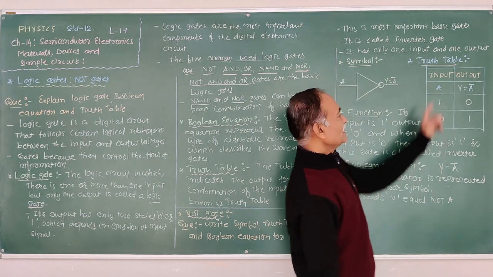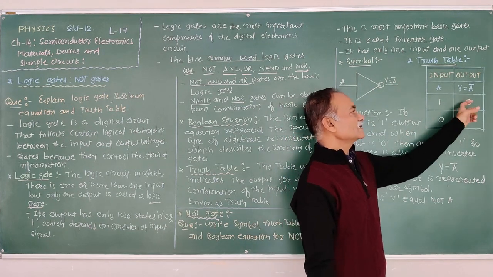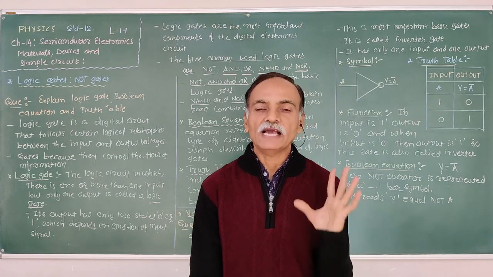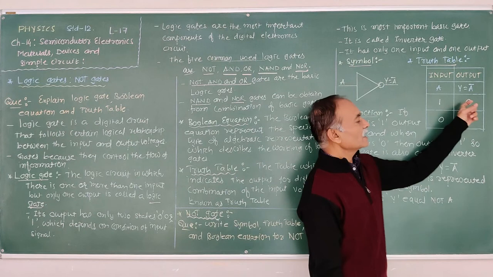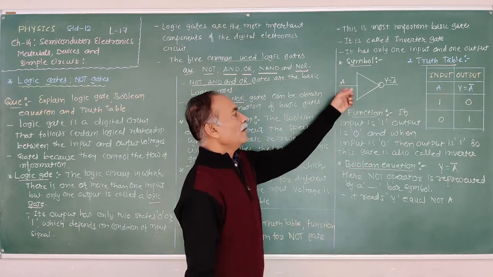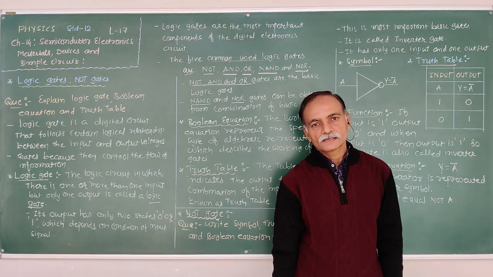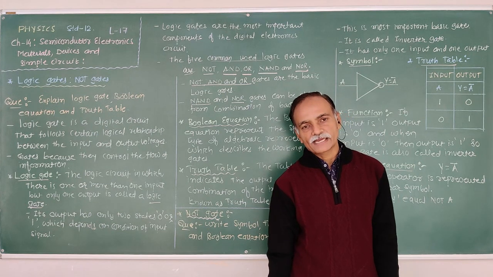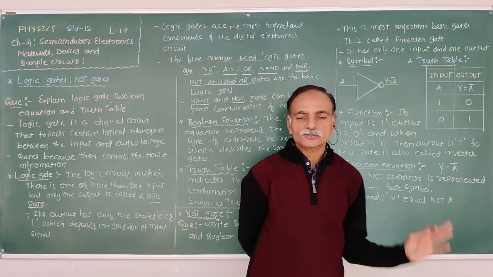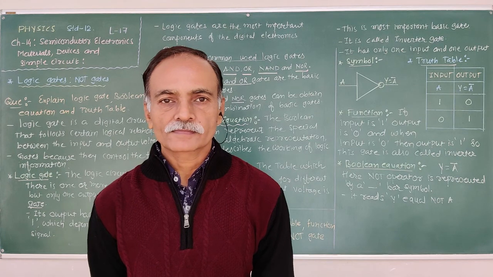So when A is equal to 1, Y is equal to A bar, that means the opposite of that. Therefore, when A is 1, Y is 0, that means the output is 0. Now when A is 0, the output is 1. That is the truth table for the NOT gate. Because the input is a digital signal, the output is also a digital signal, and both have only two states, either 1 or 0.